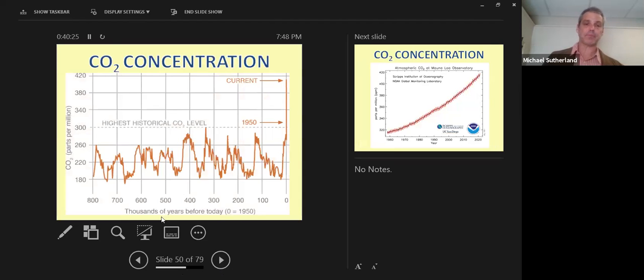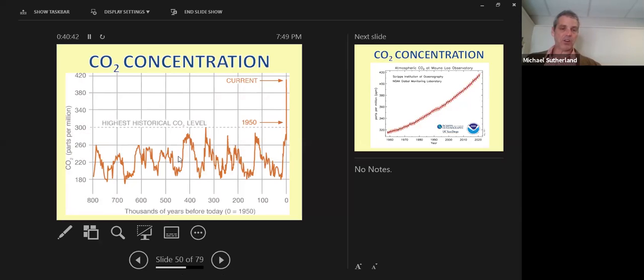So to look at a couple of plots here, this is a historical plot of carbon dioxide, and we're looking at the glacial cycles. The high points are the interglacial phases, and the low points of low carbon dioxide are the glacial phases.